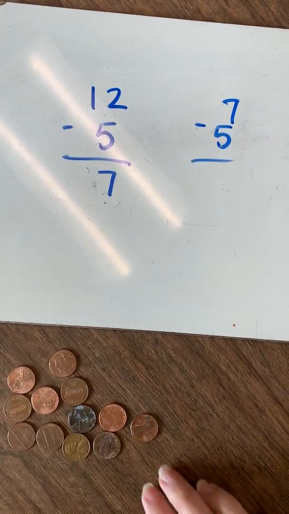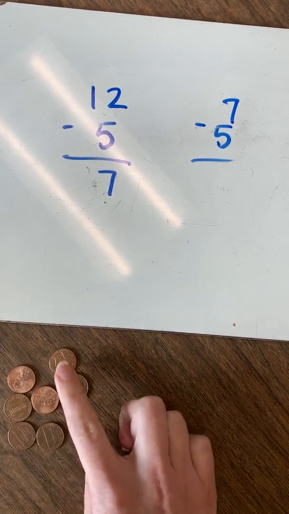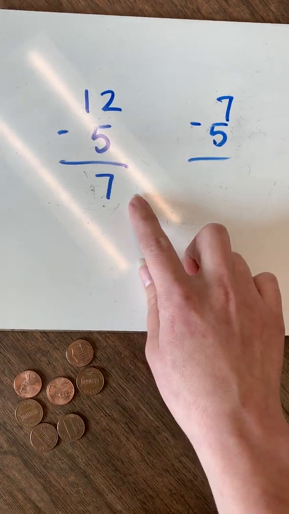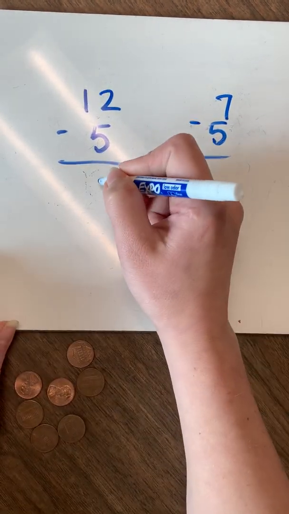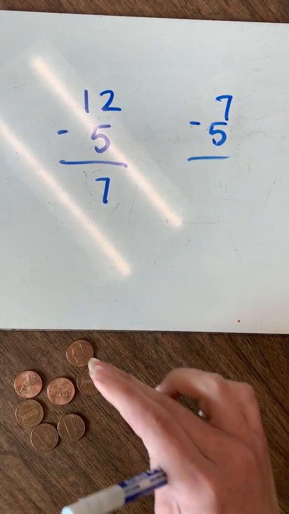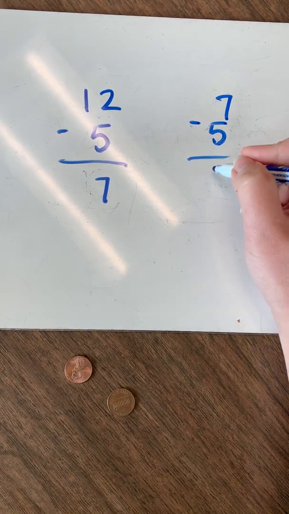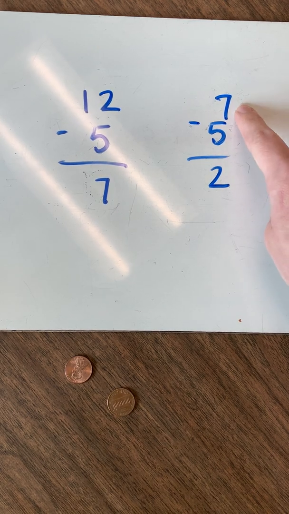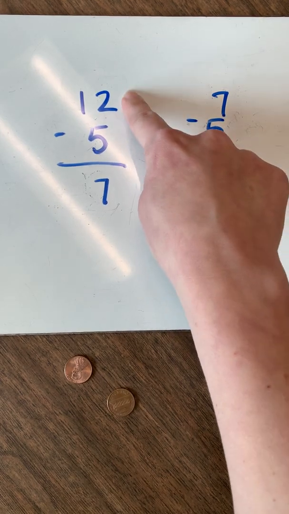12, and I give 5 away. 1, 2, 3, 4, 5, 6, 7. Oop. I already wrote the answer. 7. And 7, and I take 5 away. That's 2. What's 2 plus 5? 7. What's 7 plus 5? 12.